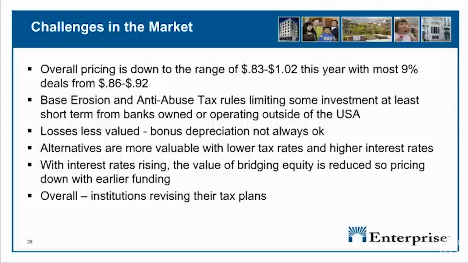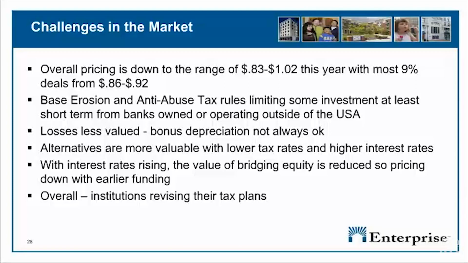Losses, as I mentioned before, are less valued. Like I said, bonus depreciation is not always okay because that can have a negative impact on an investor's earnings statement, their income statement, and that impact on earnings is something they don't want. Alternatives are more valuable as tax rates drop, and especially as interest rates rise. So traditionally, tax credit investments are compared to BBB minus bonds, and so it's really at the margin. There's more interest in higher rate debt securities at times than tax credits, given the return rates that we're delivering right now.